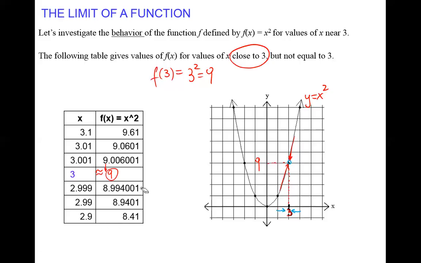And the same thing from the left-hand side. 2.9, 2.99, 2.999, and those are the corresponding values.